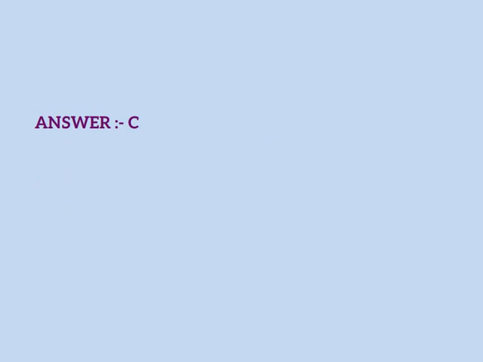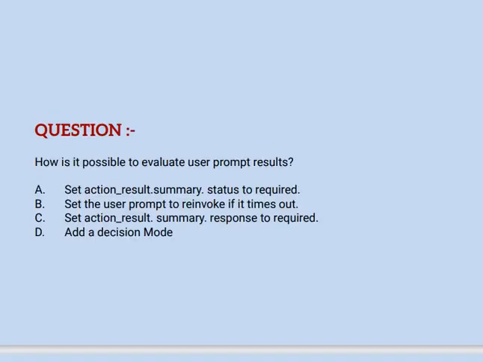Next question is, how is it possible to evaluate user prompt results? Option A, set action result summary status to required. Option B, set the user prompt to re-invoke if it times out. Option C, set action result summary response to required. And option D, add a decision node. The correct answer is option B.